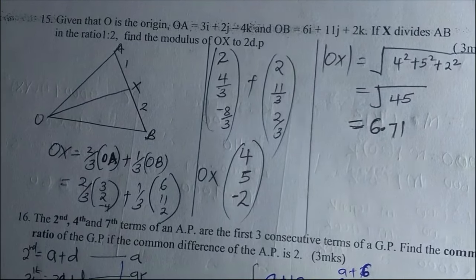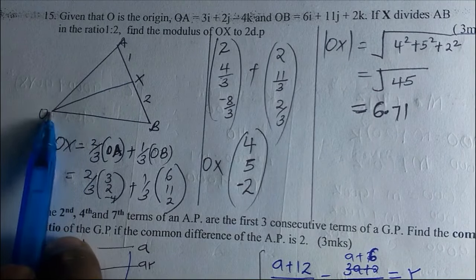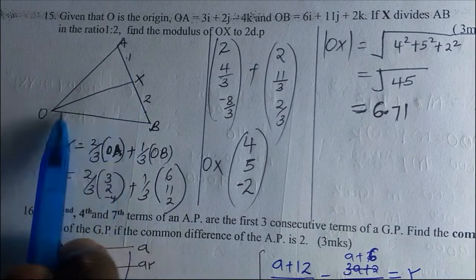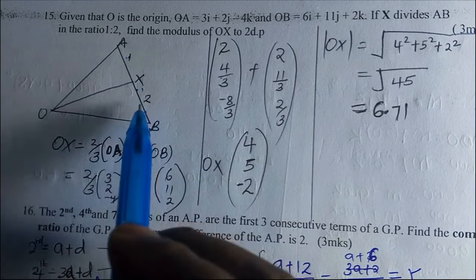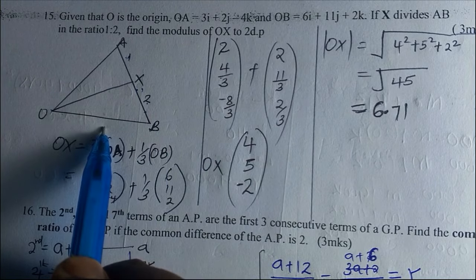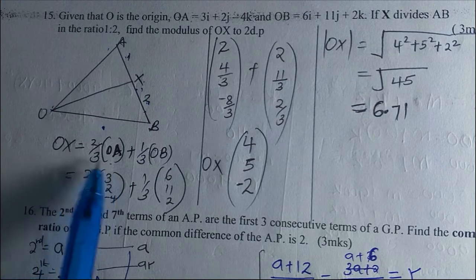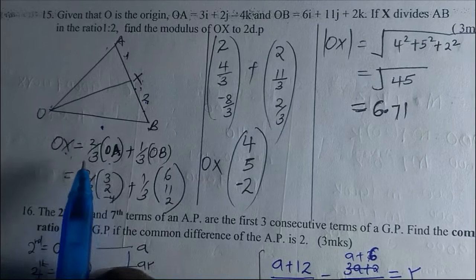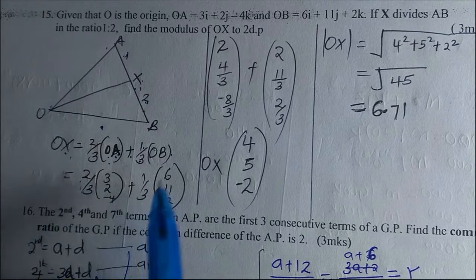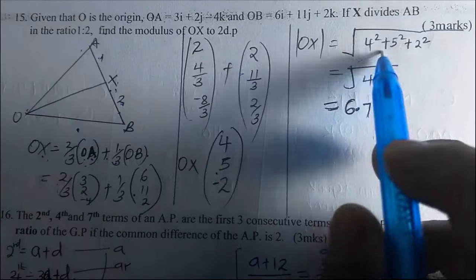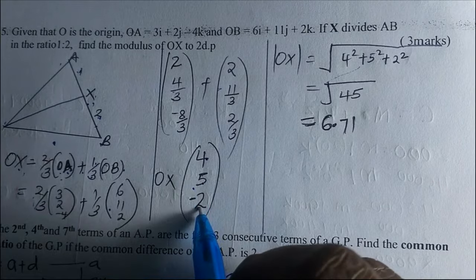So I drew the diagram. Then the ratio is 1 to 2. This is X. So I need to get OX. OX is simply 1 over 3 OB plus 2 over 3 OA. That is what I have done here. OX using the ratio theorem: 2 over 3 OA plus 1 over 3 OB. I did this and then added, then found the modulus. The modulus is this squared plus this squared plus this squared. The square root of that gives you the modulus.